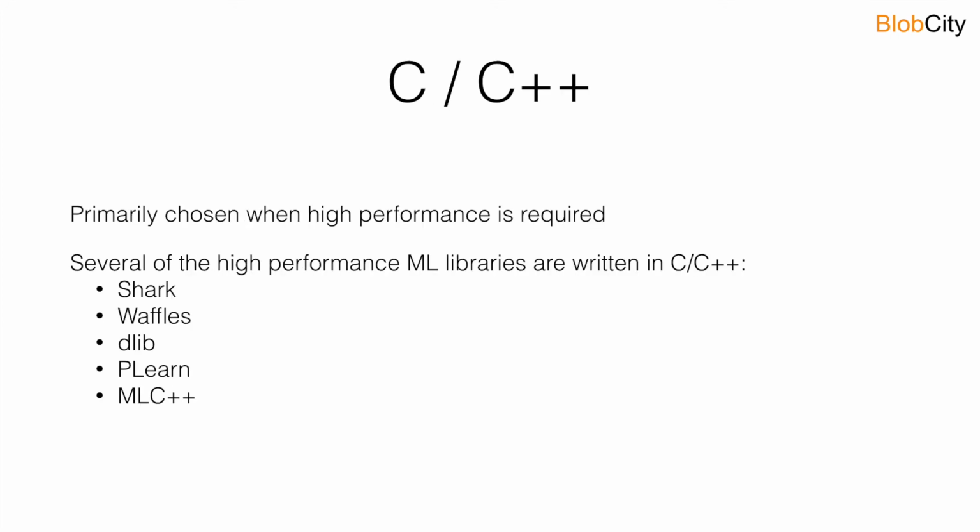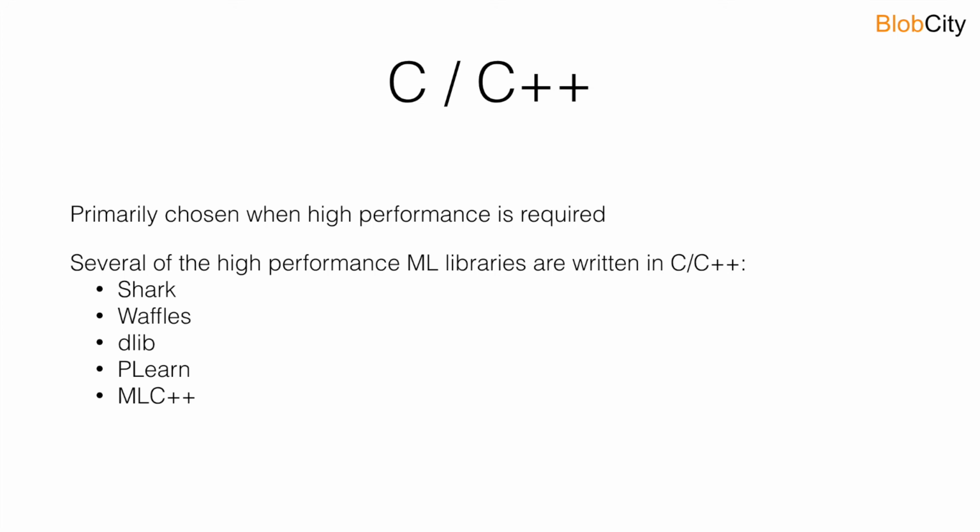C or C++ is one of the fastest and lowest level languages available today. Often higher level languages like Java, Scala, or Python are chosen for ease of coding. However, when sheer performance is required, one has to go down to coding in C or C++. Several of the high-performance machine learning libraries are written in C or C++. Examples of C++ machine learning libraries are Shark, Waffles, dlib, PLearn, and MLC++. We are not going to go into the details of these libraries.